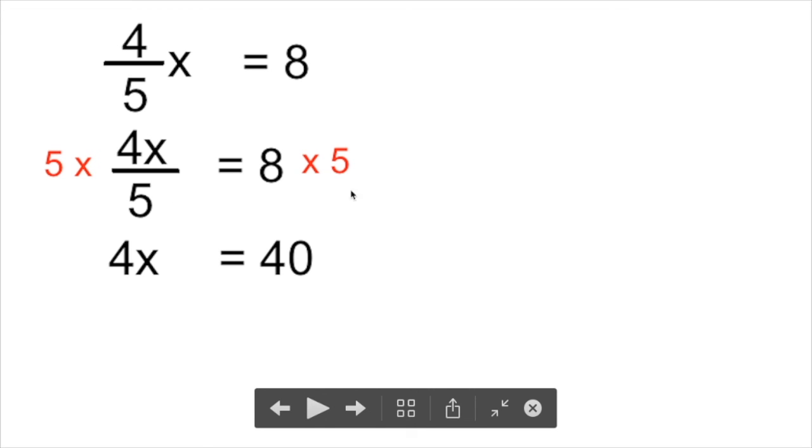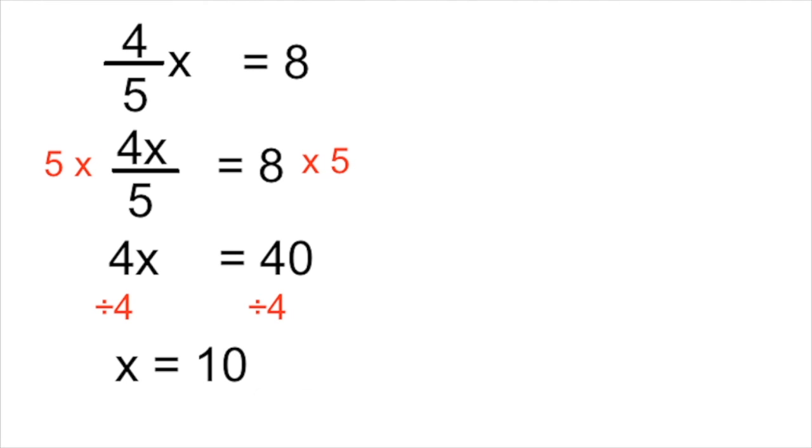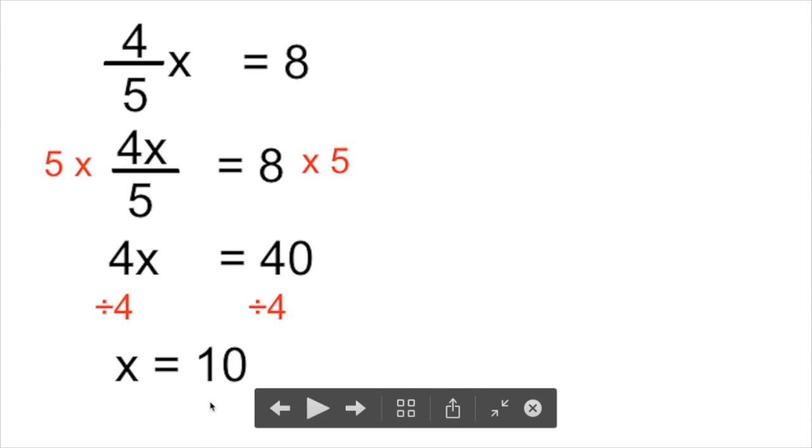So our equation now has become a one-step equation. 4 times x equals 40. So 4 times x, divide both sides by 4, x equals 10. Okay. I'll leave it up to you to prove that that answer is correct by substituting in the original equation.